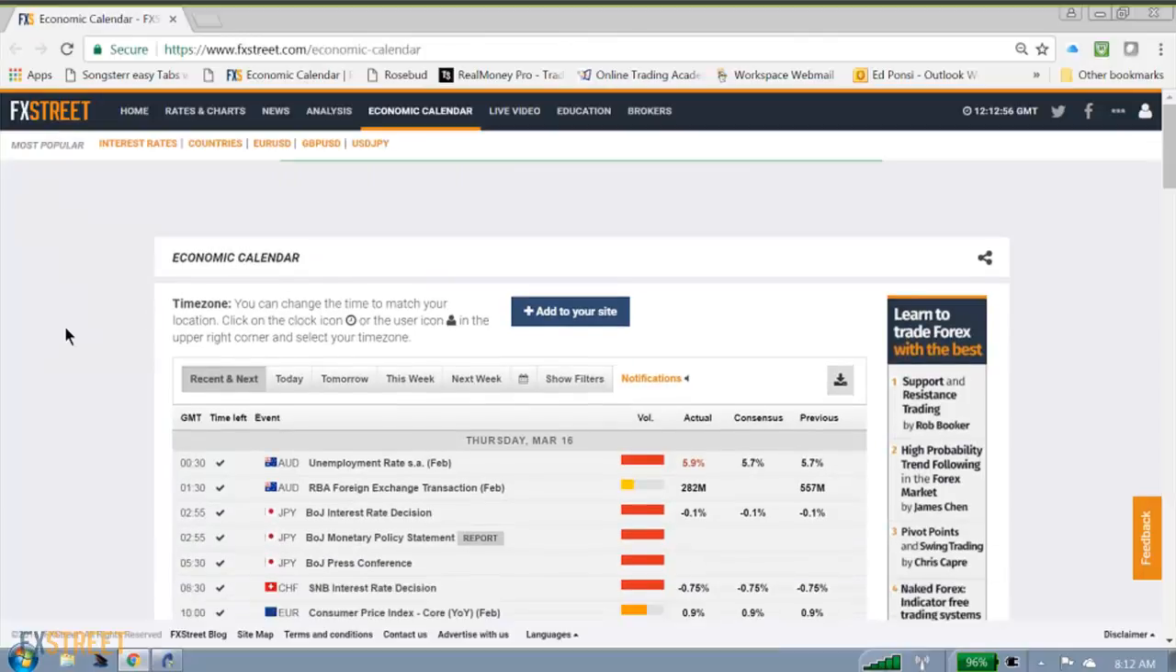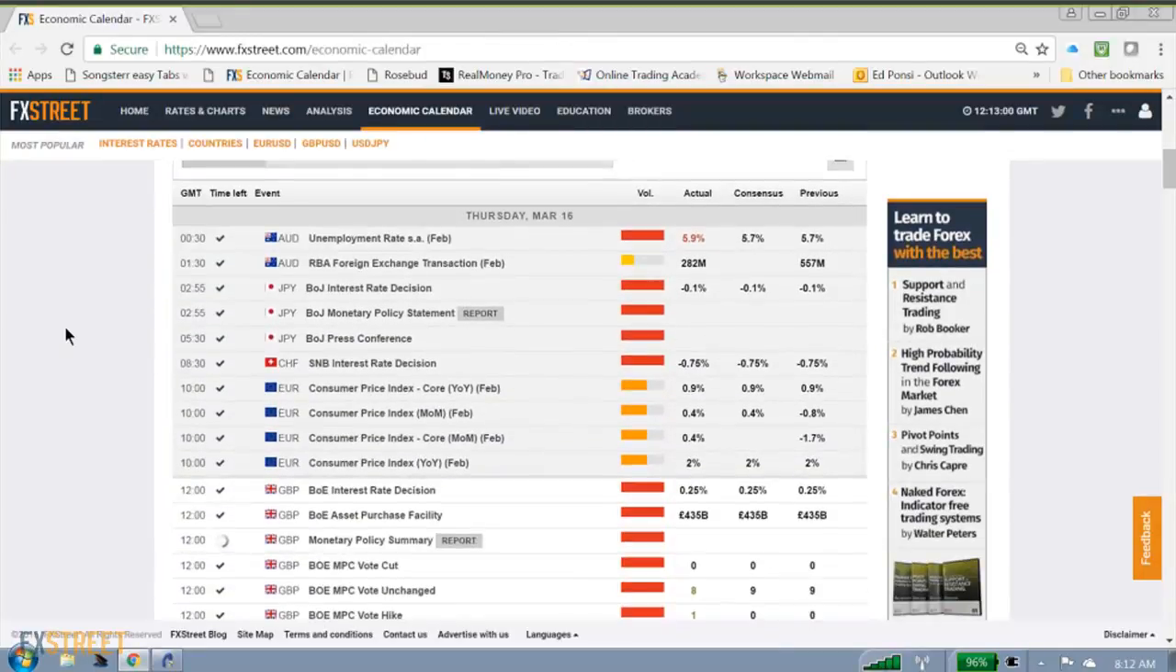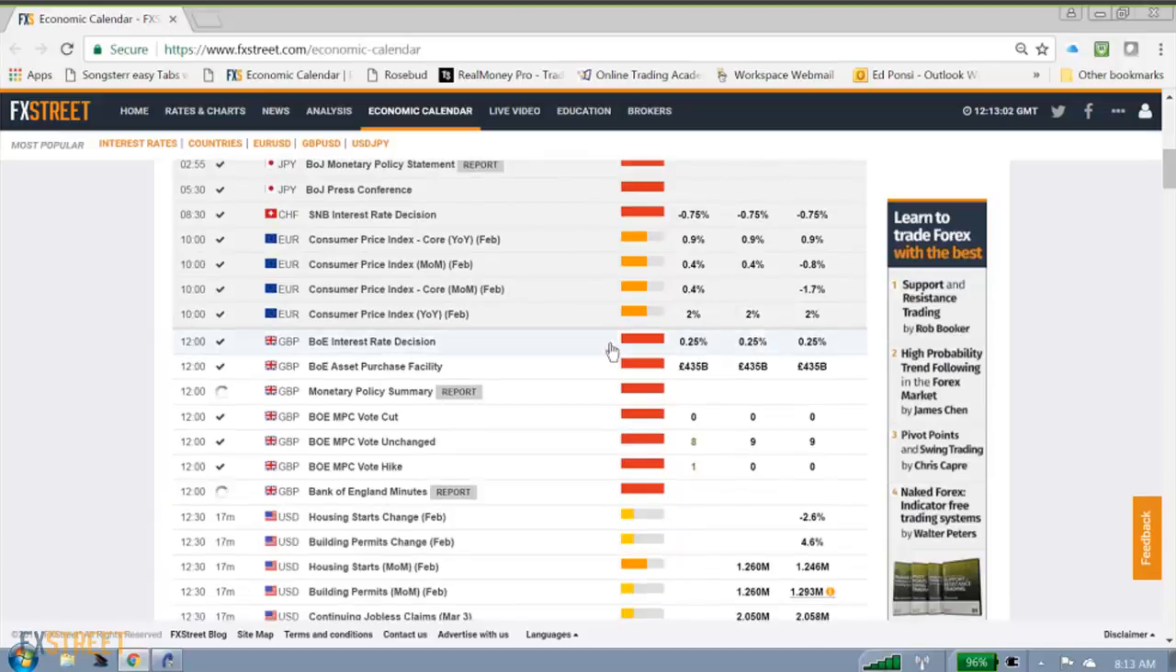So here's the decision. They're expecting 0.25, and that's exactly what they got, right? But they were expecting 9 members on the committee to vote for unchanged interest rates. Last time, 9 members voted for unchanged interest rates, but this time, only 8 wanted unchanged. 1 wanted a hike, and that would be Kristen Forbes.